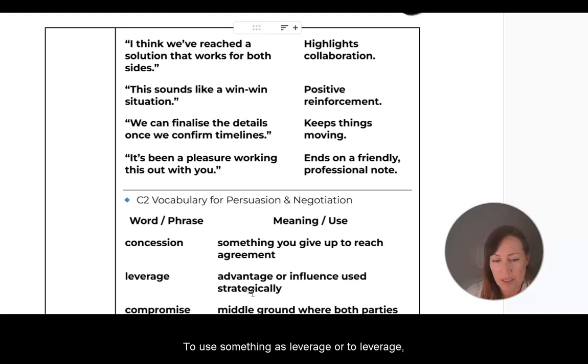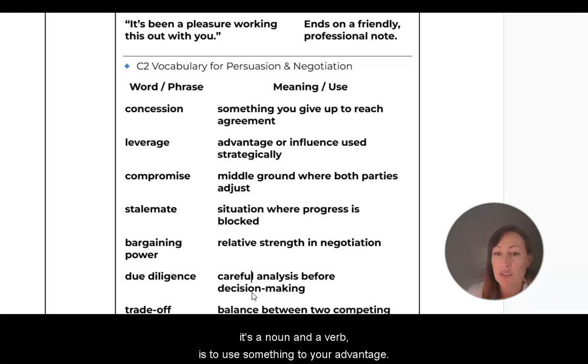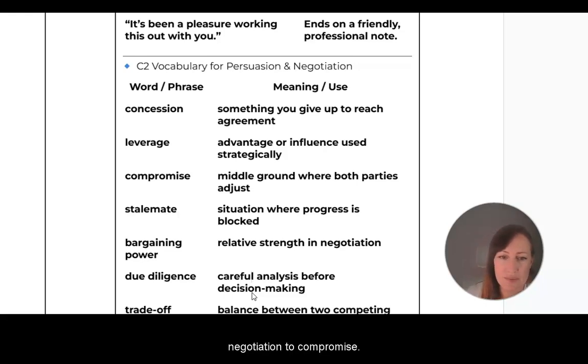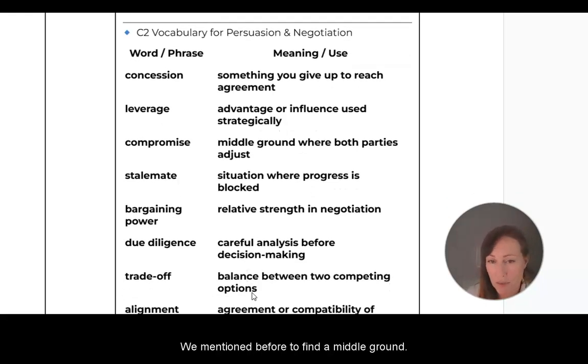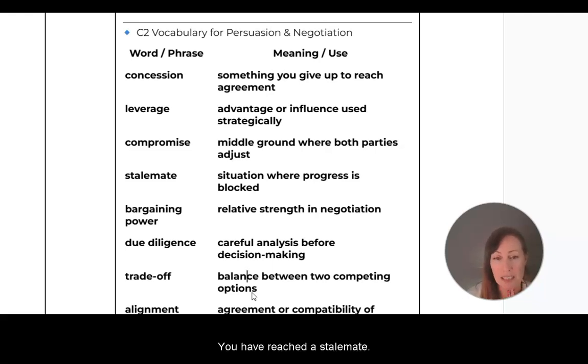Leverage, to use something as leverage or to leverage. It's a noun and a verb. Is to use something to your advantage. If you have some advantage, that you can use it in a negotiation. To compromise, we mentioned before. To find a middle ground. A stalemate is when you cannot progress because you cannot move beyond something. Something is making you stuck. You're blocked. You cannot move forward. You have reached a stalemate. You are at a stalemate.